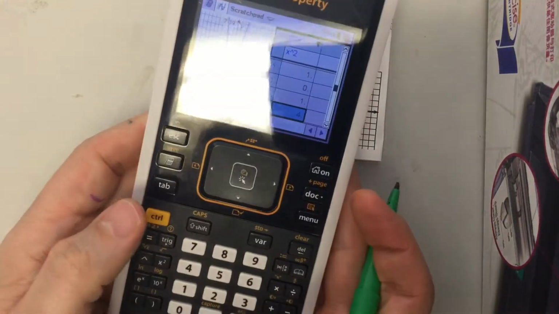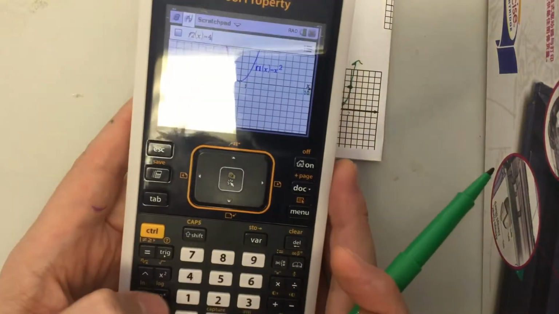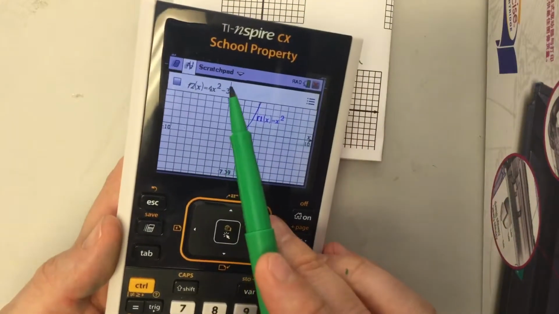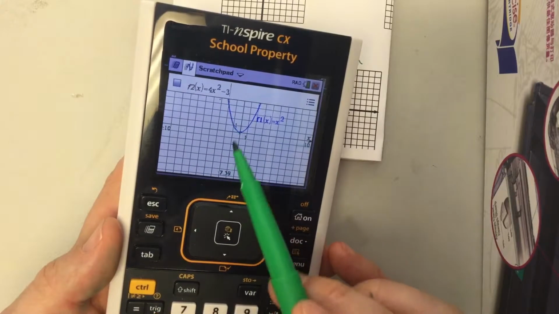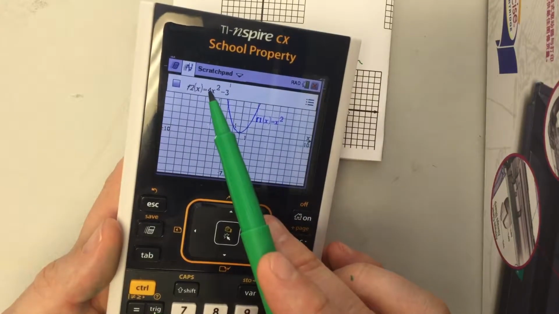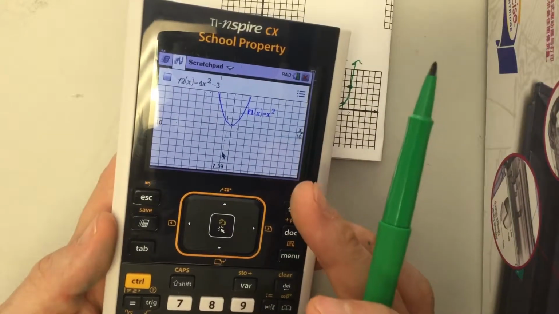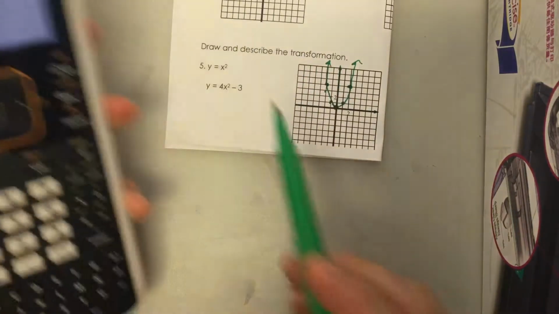Now I'm going to tab and type in 4x squared minus 3. So you should know when you add a number on the end, if it's a positive, it goes up. Since this is negative, it's going to shift down 3. And that number in front is going to make it skinnier. Let's watch and see. It did shift down 3, and it did get skinnier. That's what they're talking about.